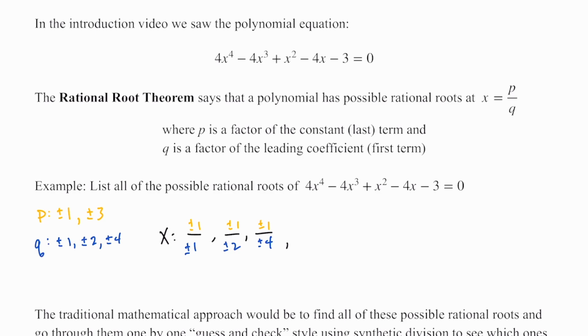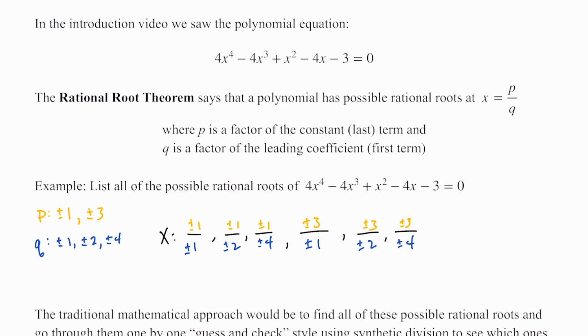We can then move on to the 3, where we'll have 3 different fractions. For the 3, the top is plus or minus 3, and the bottom has those same things as before.